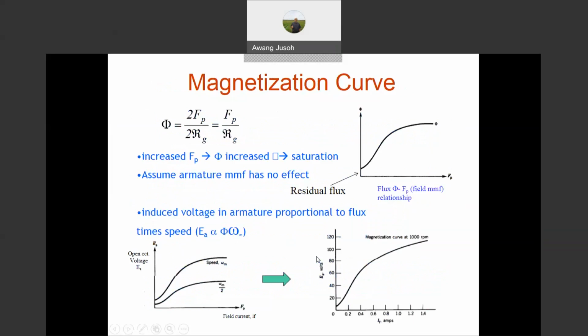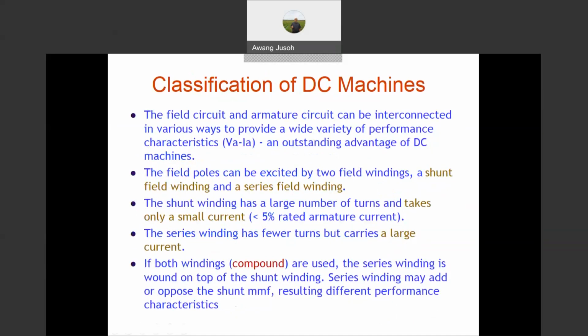Next we go to the classification of DC machines. We know the DC machine can be configured in many ways by interchanging the winding between the armature winding and the field winding. Why do we do that? Because we want different performance of the machine with respect to VA performance. We can have various kinds of performance between the terminal voltage produced and IA, the load current. That is one of the characteristics of the machine.